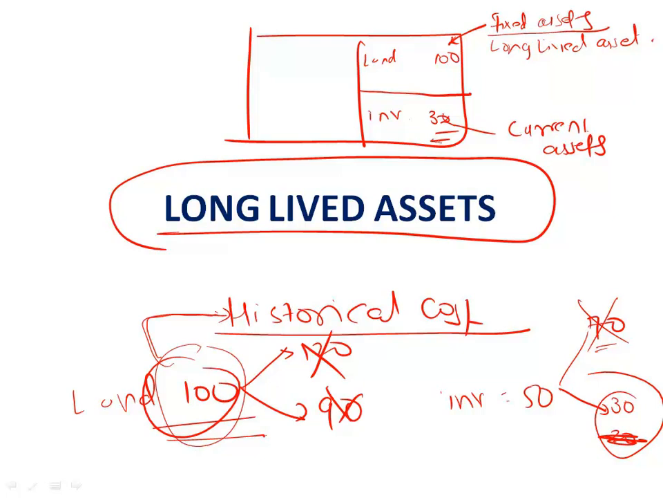Now my question is, if I am doing that, am I not violating the historical cost concept? When I am showing it at 30, I am not showing it at 100. That means I am not using the historical cost. So can you look at the two sets of assets carefully and tell me what could be the reason why we use conservatism here, whereas we do not use that logic here on the fixed assets?